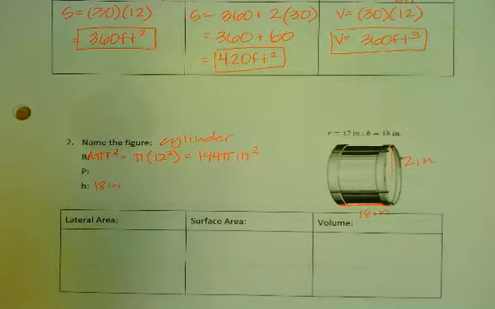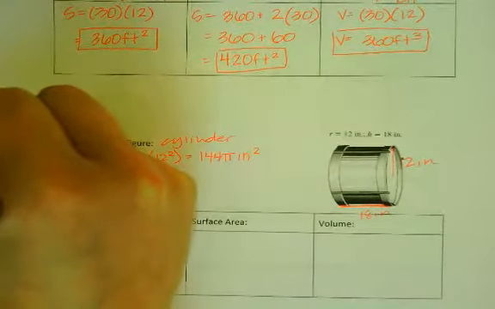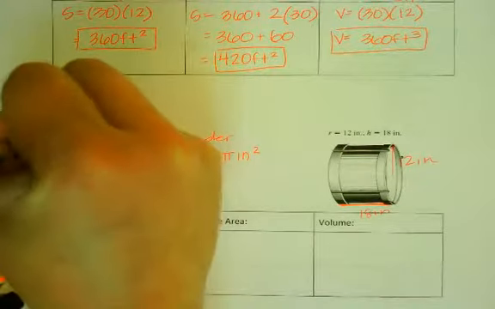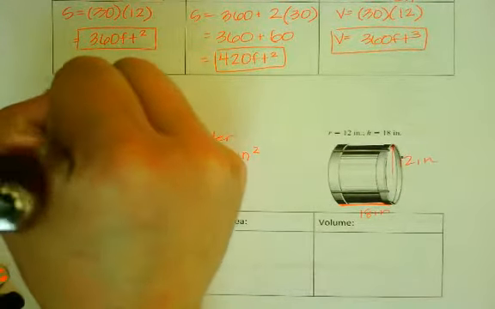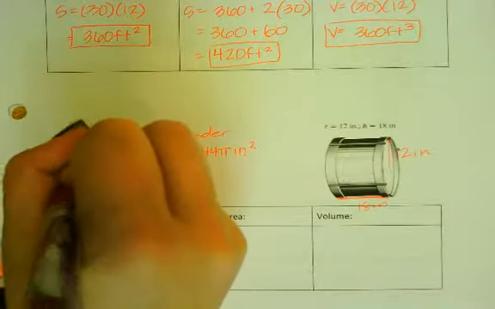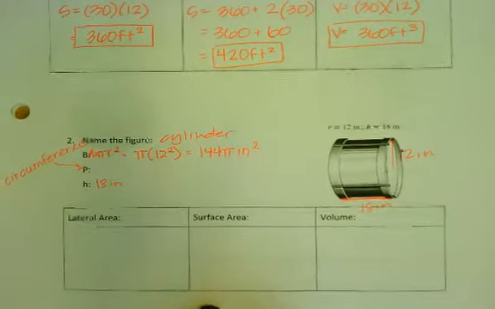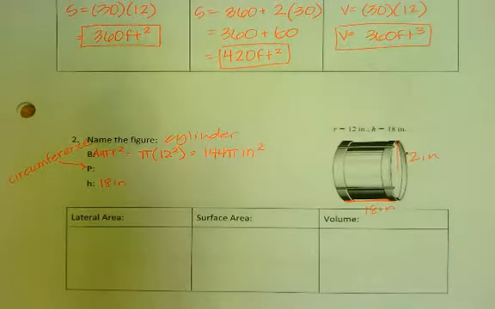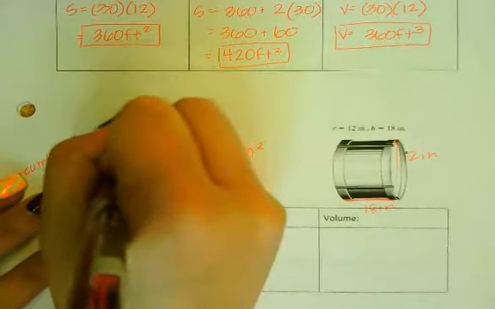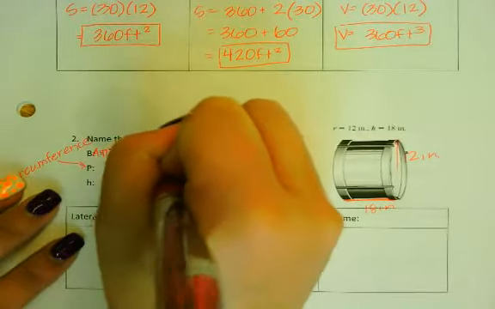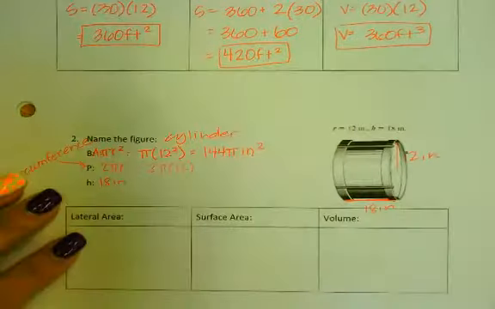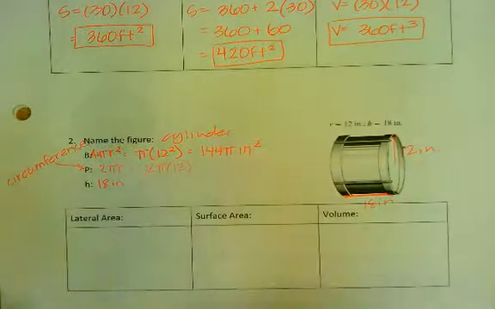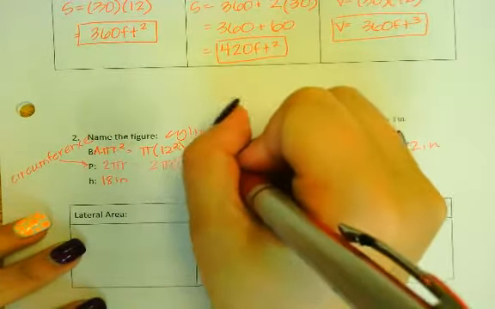Okay, perimeter of a circle is equivalent to saying what? Circumference. Okay, so the P for this is actually circumference. Okay, how do you find the circumference of a circle? 2 pi r. So 2 pi times 12, what do you get? In terms of pi? 24 pi.